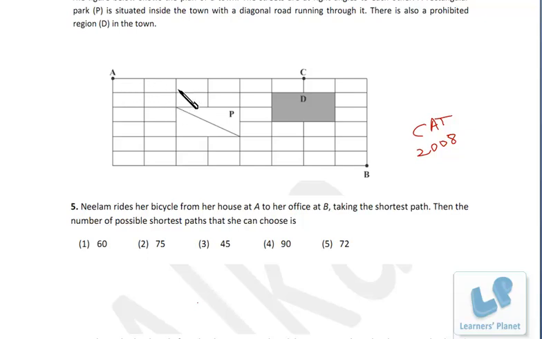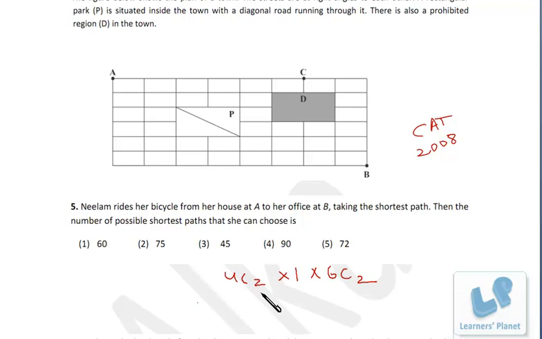So that is 1 2 3 4, 2 horizontal, 2 vertical, so that's 4C2. Then this is a single way obviously, and then from this point to B, that's 1 2 3 4, 4 horizontal, 2 vertical, so 6C2 or 6C4. So these are the total number of possible ways from A to B via this park. And we are talking about the shortest possible ways over here.